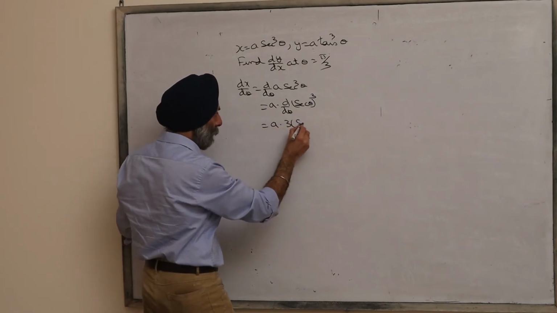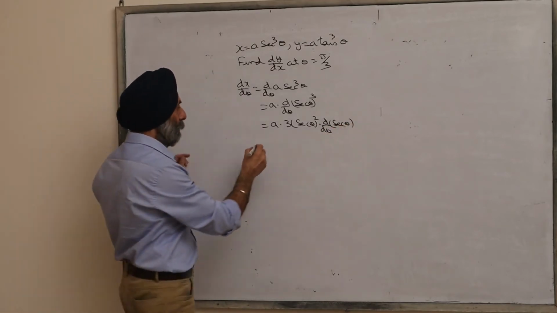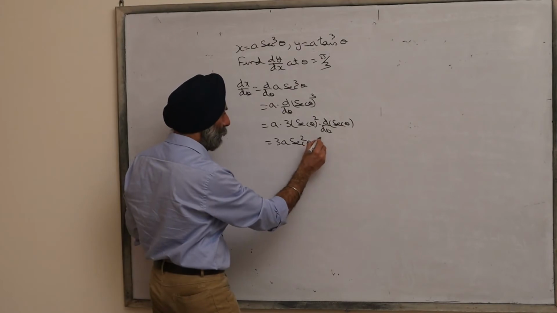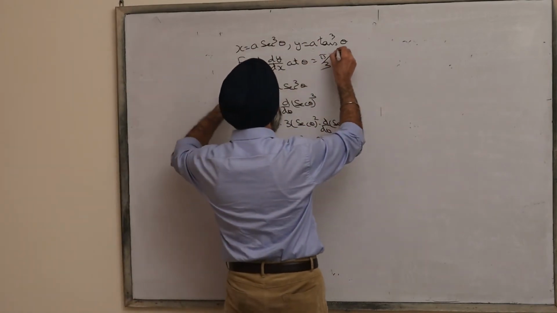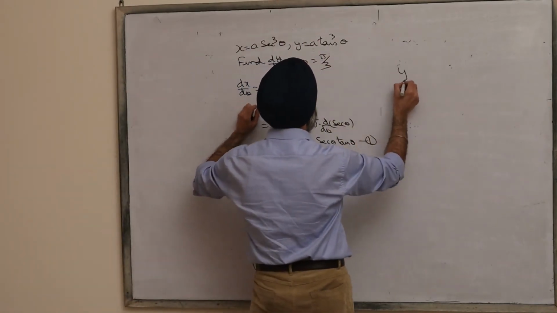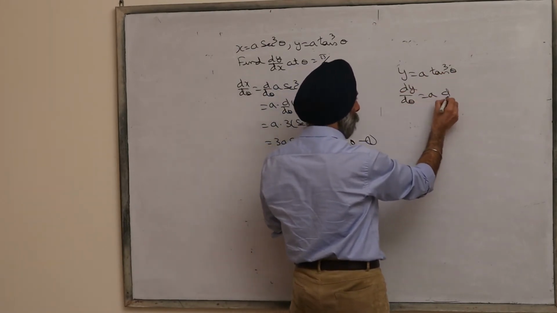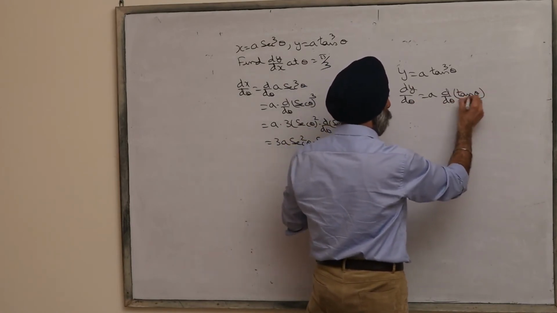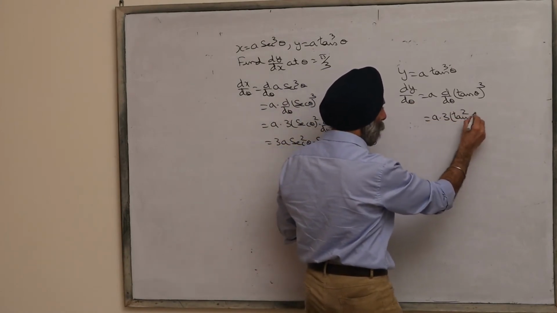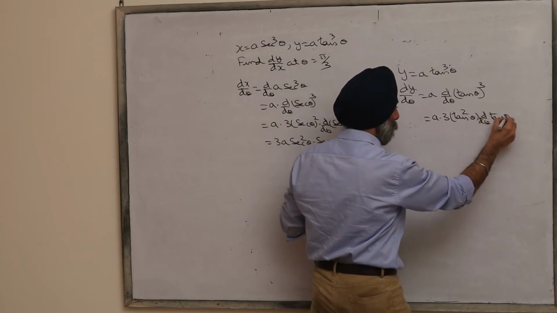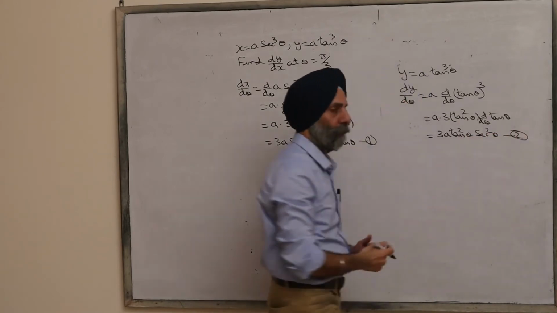This is a into 3 times secant theta square into d over d theta of secant theta. So it is 3a secant square theta into secant theta into tan theta. This is your first one. Now y is equal to a tan cube theta. So what is dy over d theta? It is a into d over d theta of tan theta whole cube. This can be written as a into 3 times tan square theta into d over d theta of tan theta. It is 3a tan square theta into secant square theta.